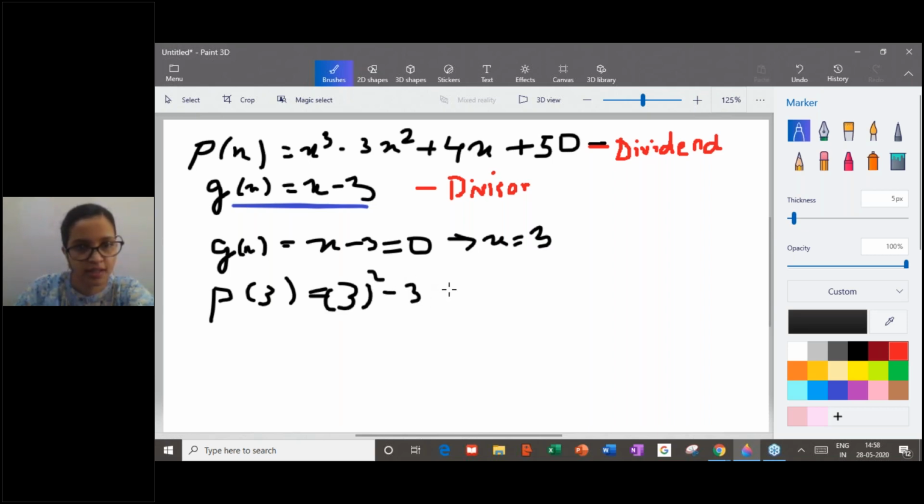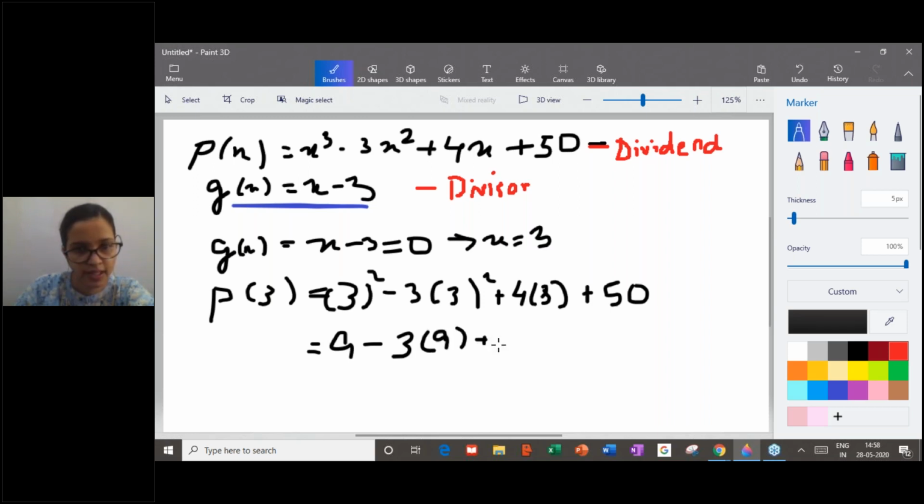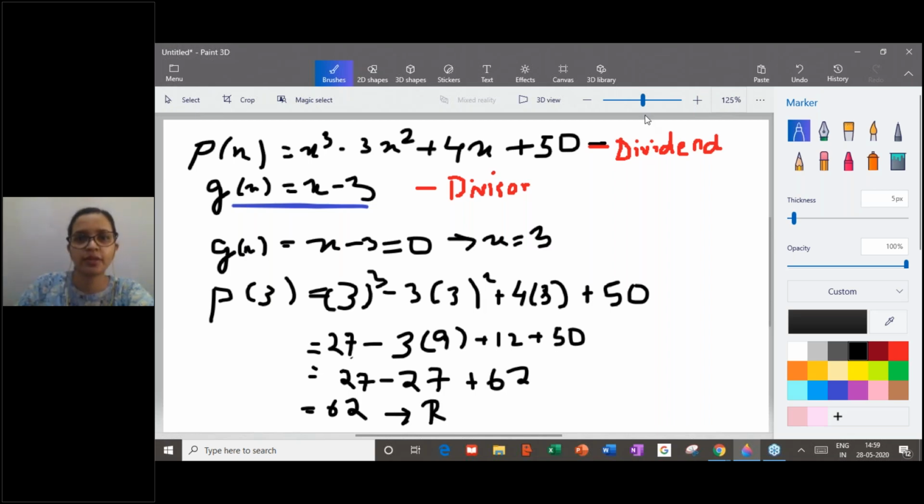3x square minus, 3 square plus 4 into 3, plus 50, right? 3 square is 9 minus, this will be 3 into 9 plus 12 plus 50. Oh, this is 3 cube, sorry. 3 cube, right? This will be 27. Right? This will be 27 minus 27 plus 62. Oh, your answer is 62. Or this is the remainder. This is how you solve the questions.